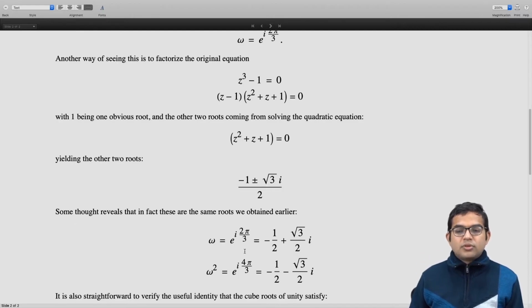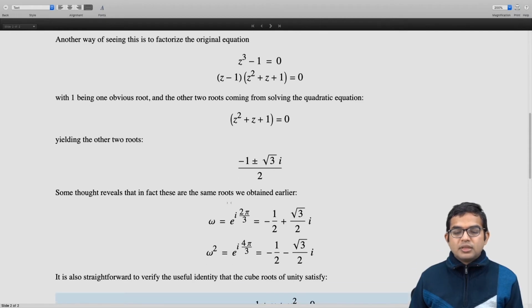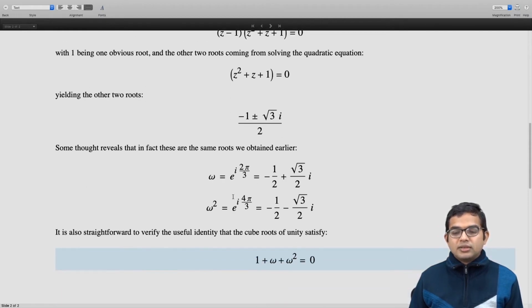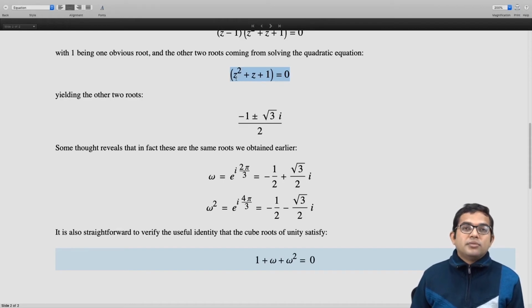It's also straightforward to verify that the cube roots of unity satisfy the identity 1 plus omega plus omega squared equal to 0, right? So not only are the roots of an equation of this kind, if you solve for it, omega is a root, but omega squared is also a root. So each of them separately satisfies 1 plus omega plus omega squared is 0. You can also put omega squared into this, and you get 1 plus omega squared plus omega to the 4 is 0, but that does not have any separate content, right? Omega to the power 4 is the same as omega.